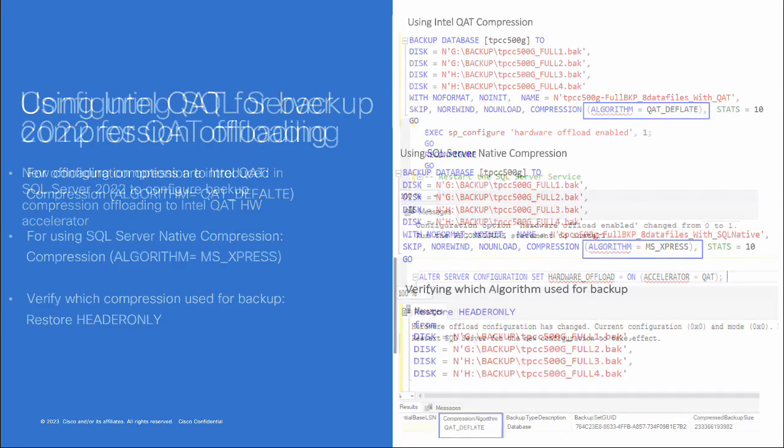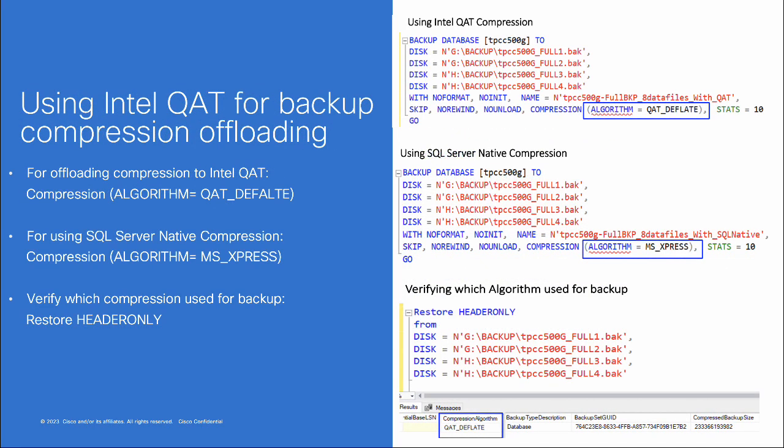This slide shows how to use the specific compression type for backup and how to verify the type of compression used during the backup. As shown, use QAT_DEFLATE for QAT compression and MS_EXPRESS for SQL native compression type for your backup. Use the RESTORE HEADERONLY command to verify the compression used during the backup.